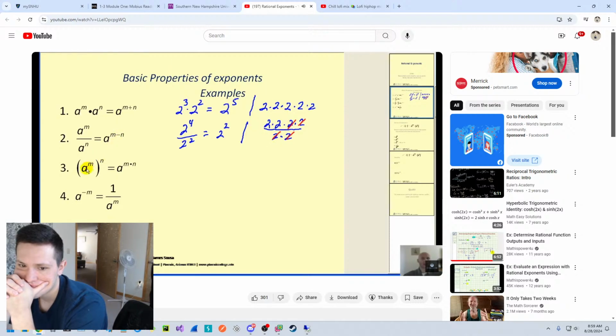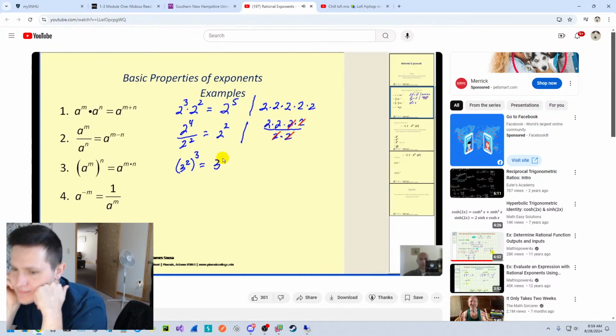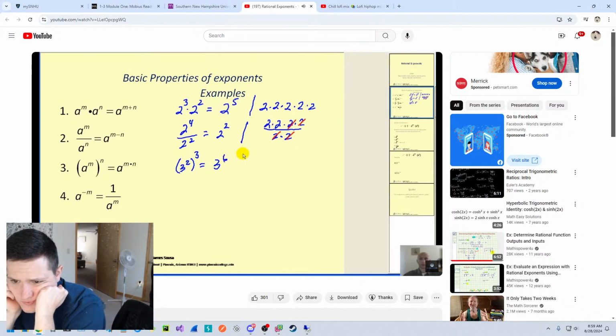Rule number 3, if you have a power raised to a power, the rule is to multiply. So for example, if I have 3 to the second power raised to the third power, the rule says I multiply 2 times 3 to get 3 to the sixth power. If I'm not sure, I can convince myself. I know that if something is raised to the third power, then that means I'm going to multiply it by itself 3 times. And from here you can kind of visualize you do have 6 factors of 3.